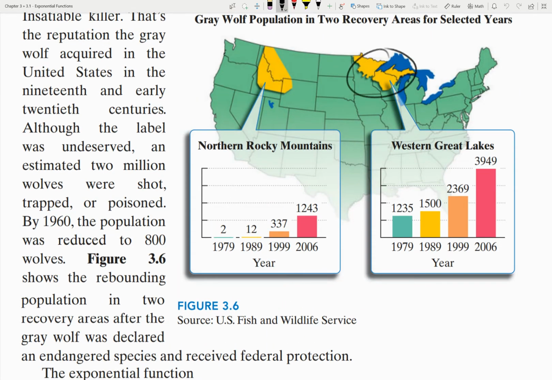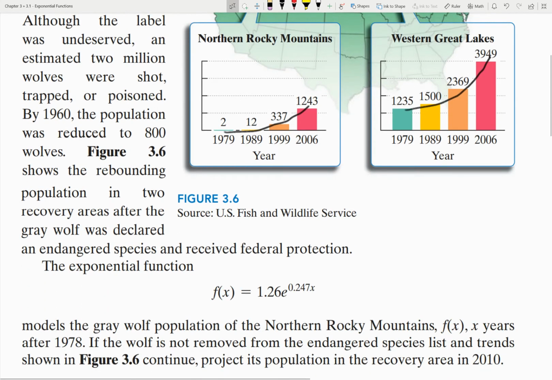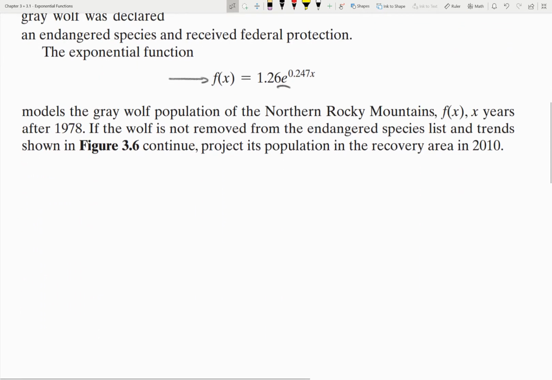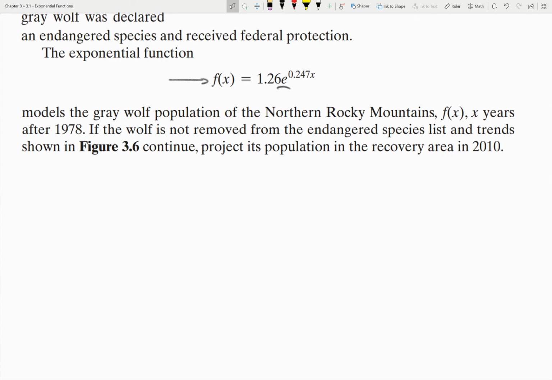So they're trying to grow the gray wolves back here and here. That's not as important as look at the way these graphs are going. They kind of look like exponential functions. And in fact, here is the function that models them, and it models it using not the variable e, the irrational number e. So this function models the gray wolf population of the northern Rocky Mountains x years after 1978. So if it's not removed from the endangered species list and these trends continue, find how many wolves are in the area in 2010.